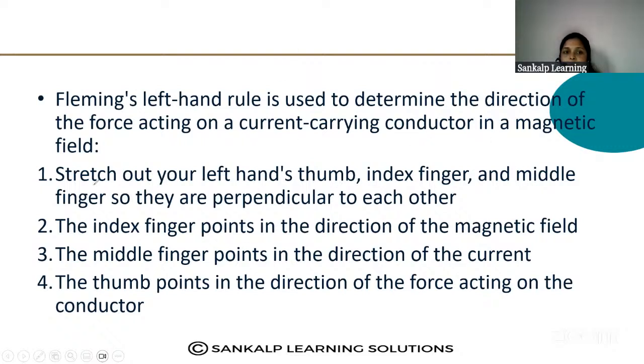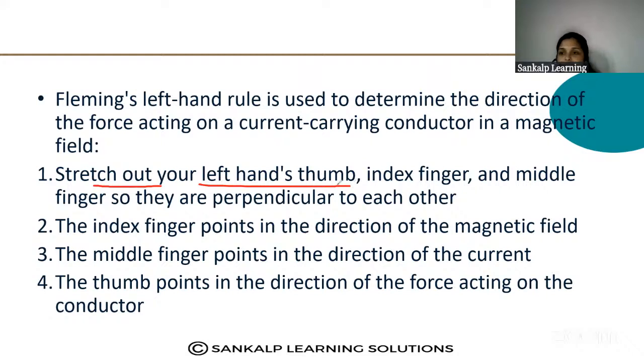Here, stretch out your left hand's thumb, index finger and middle finger so they are perpendicular to each other. Like this, the index finger points in the direction of the magnetic field, the middle finger represents the direction of the current, and the thumb points in the direction of the force acting on the conductor.